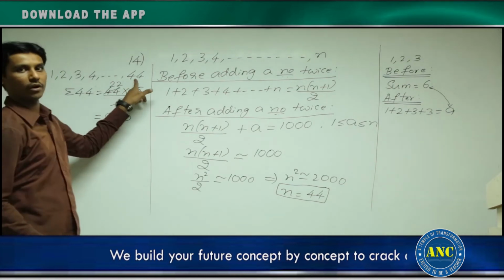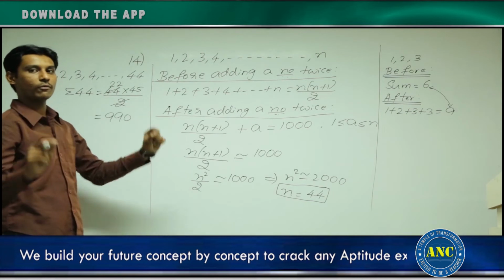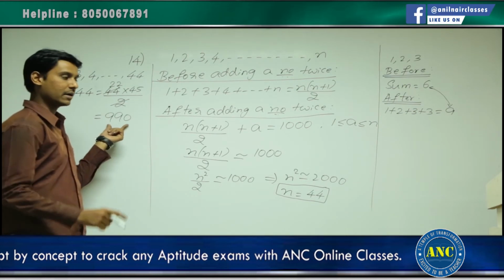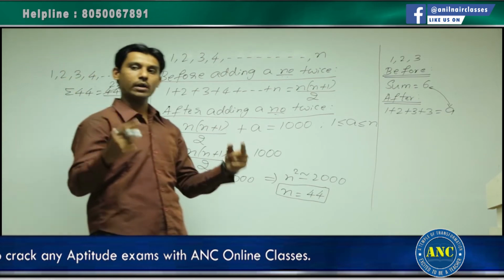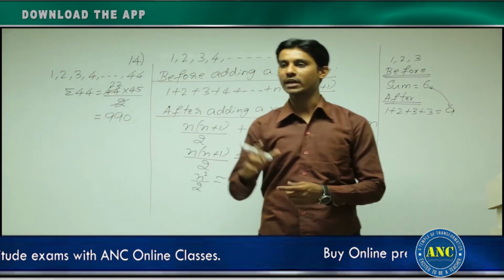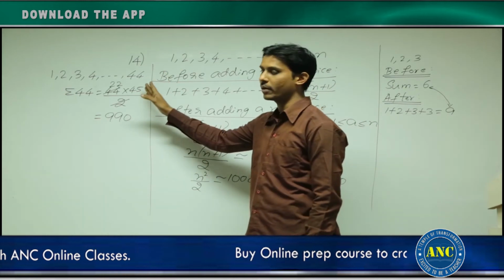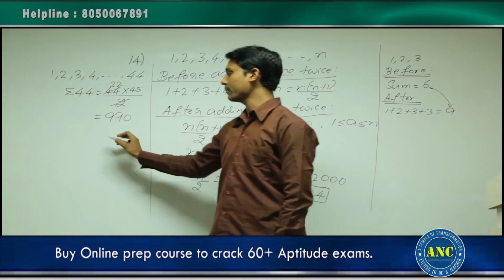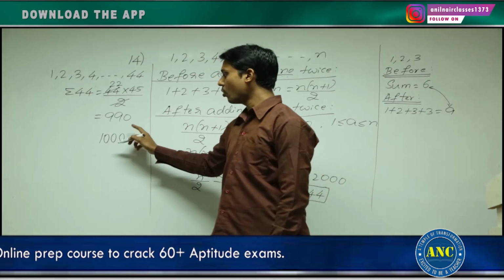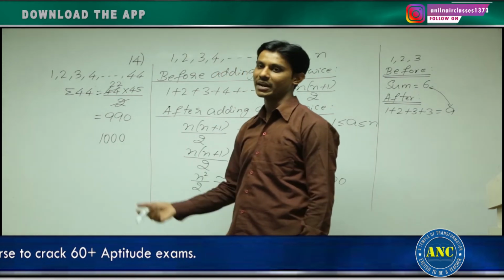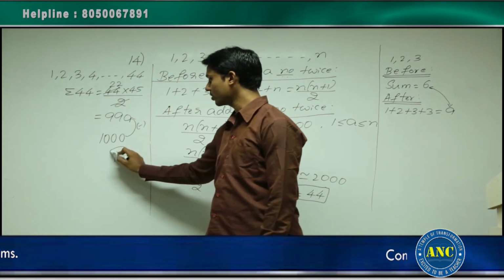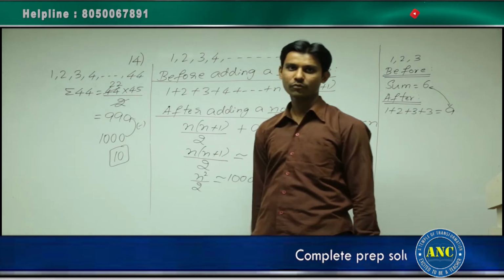Actually, the sum of the 44 numbers which you wrote is 990. But by mistake you added a number one more time. Because you added a number one more time, the sum which was supposed to be 990 became 1000. What is the number you added twice then? The number you added twice is 1000 minus 990. The answer for this question is 10.